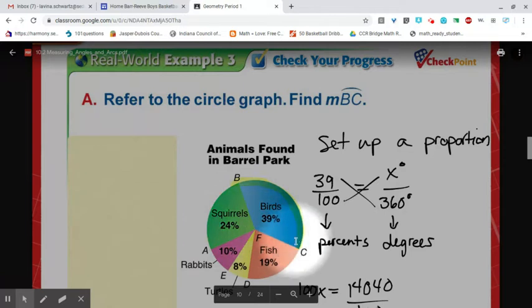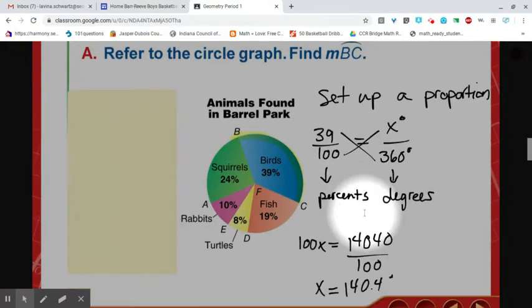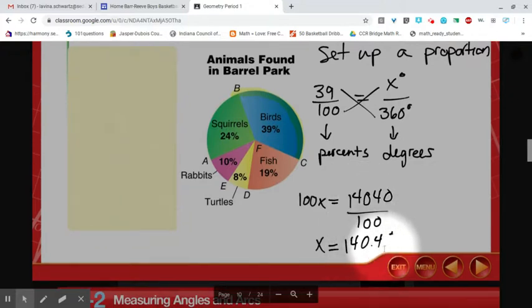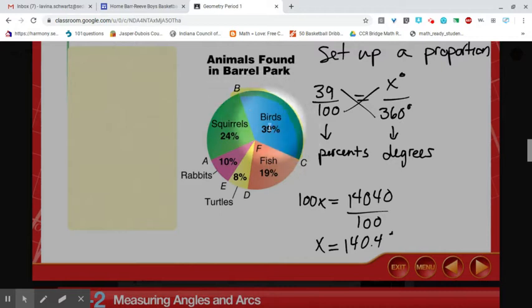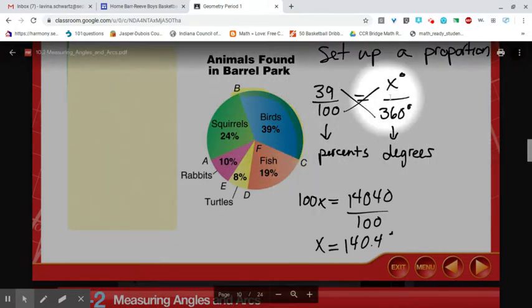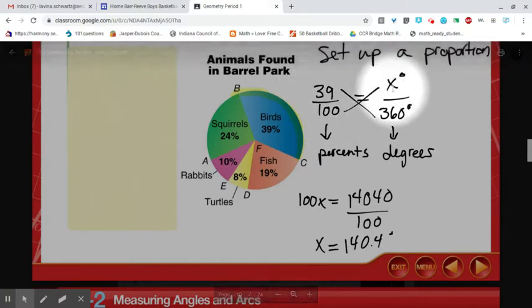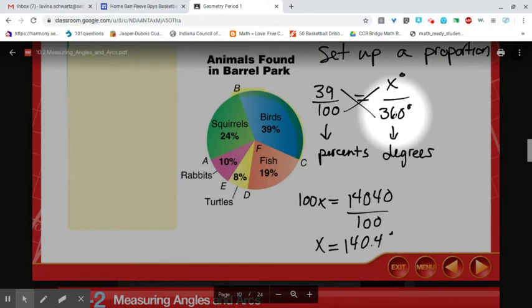How many degrees is this out of 360? Cross multiply and you get your answer. X is 140.4. So this chunk is 140.4 degrees. Does that look accurate? Looks pretty good to me. So set up a proportion. 39 out of 100, that's the percent, is equal to X out of 360 degrees.